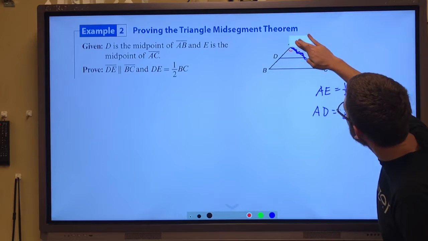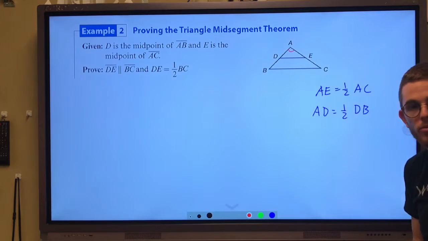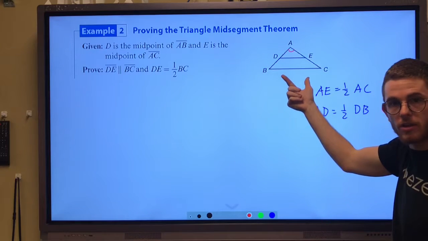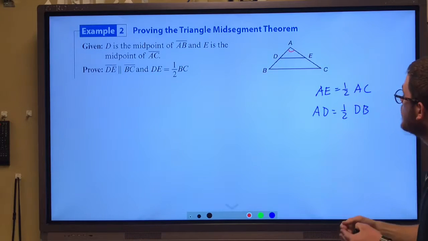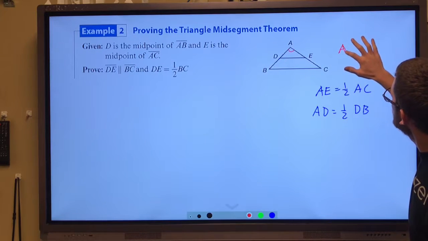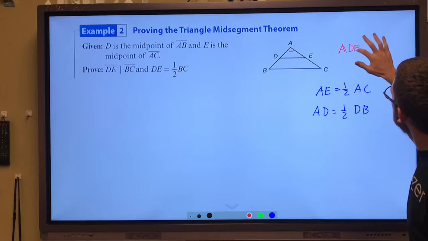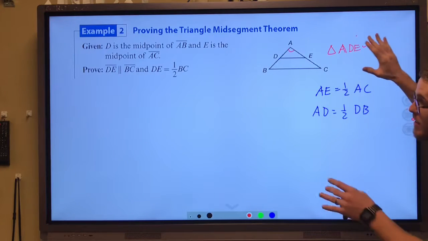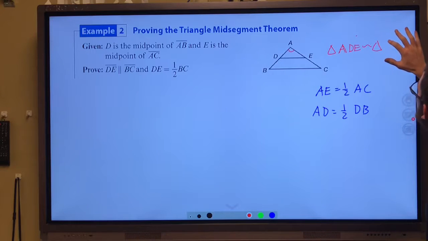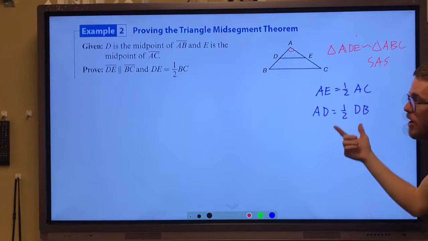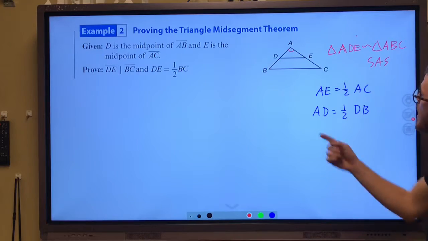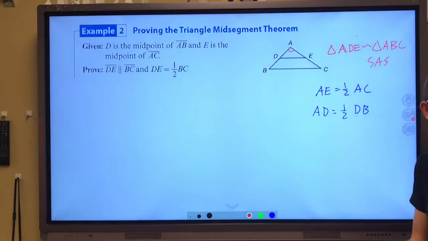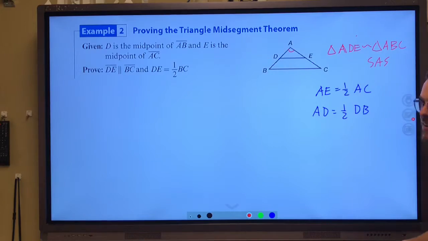And then that angle, that included angle right there, by the reflexive property, belongs to both triangles. And so this is showing these two triangles are similar. Triangle ADE would have to be similar to triangle ABC by SAS. We've shown that two sides are corresponding and proportional, and the included angle is indeed congruent. So those two are similar by side, angle, side.